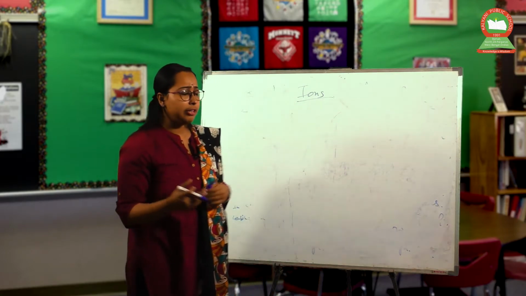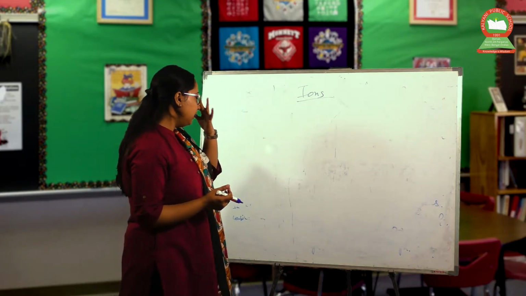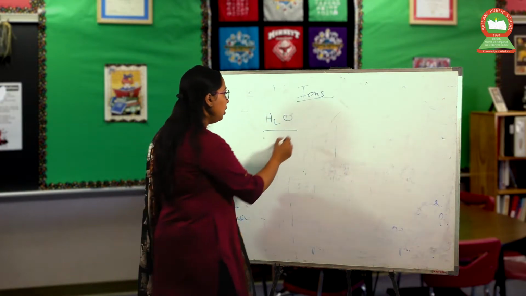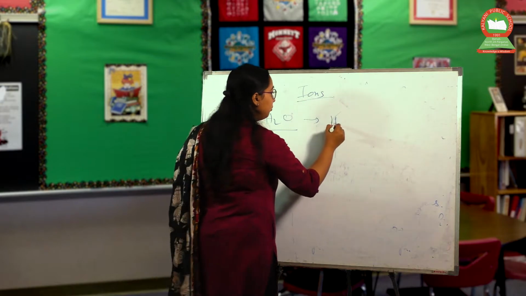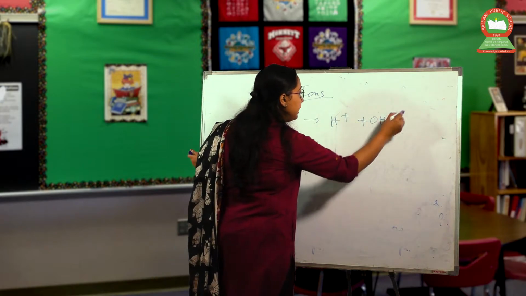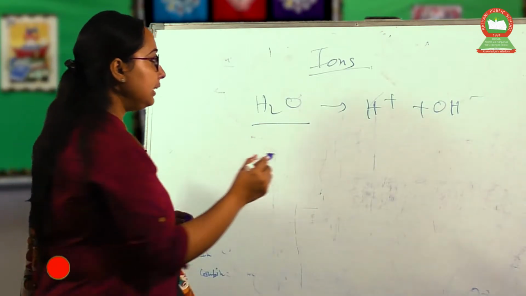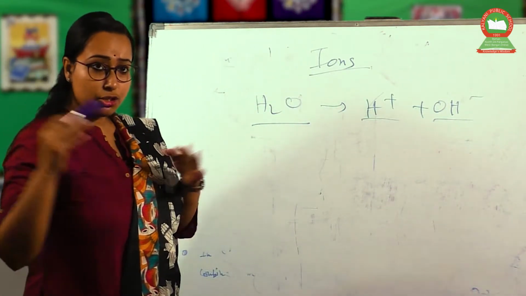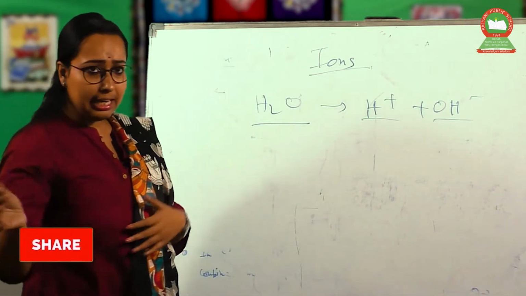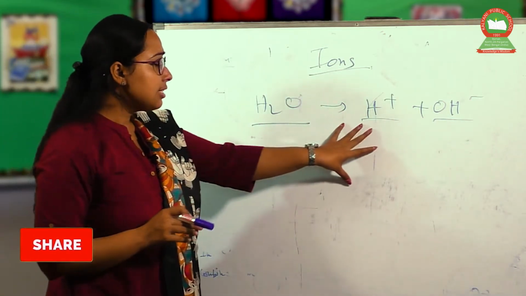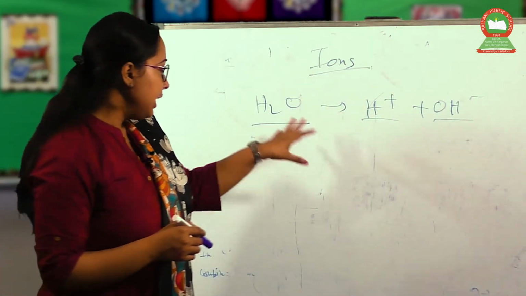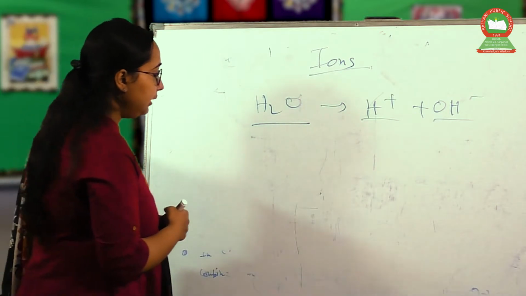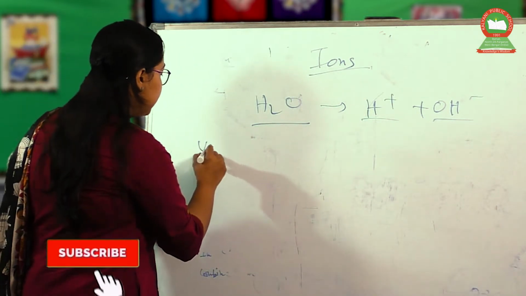So if we simplify this, one of the compounds is H2O. We all know H2O. If we break this, it will form H plus and OH minus. This is the ion. We have to discuss this on the basis of atomic structure and atomic theory in the next chapter. Now just remember that this is H plus and OH minus. H plus is an ion and OH minus is also another ion. This happens because of another term, that is valency.